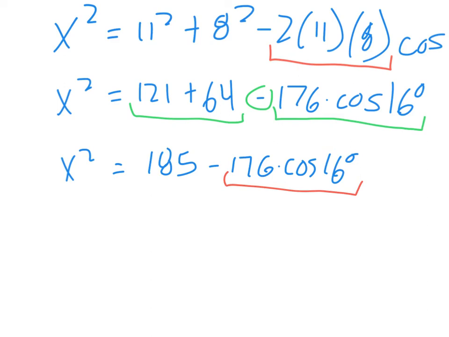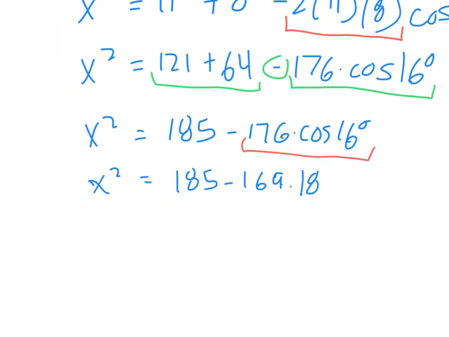And when I do that, I end up getting 169.18. So x squared is equal to 185 minus 169.18. Now I can subtract those two quantities. I can do 185 minus that answer that I just got, and that's going to give me 15.82. So x squared is going to equal 15.82.